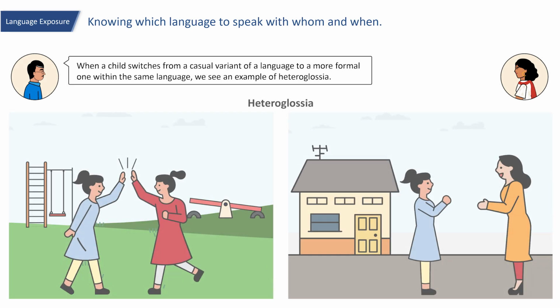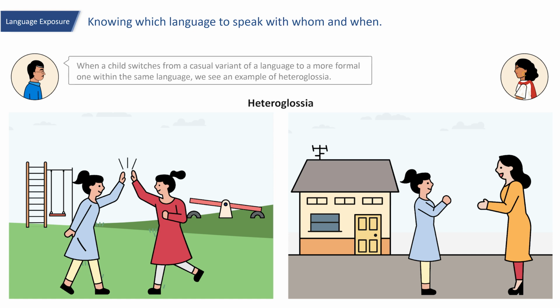When a child switches from a casual variant of a language to a more formal one within the same language, we see an example of heteroglossia.